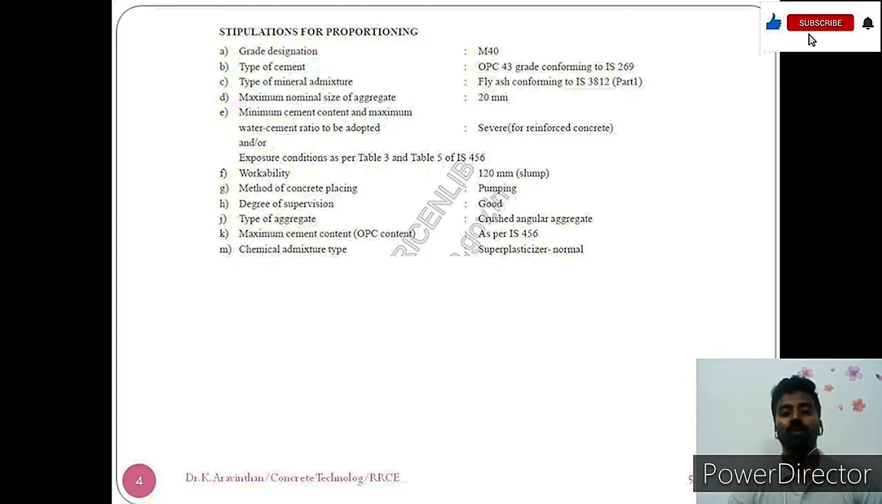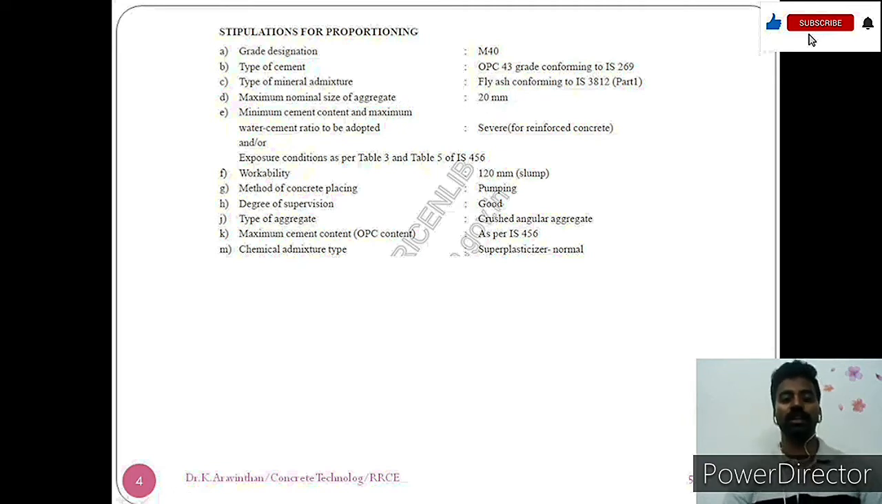Regarding fly ash, there are 4 different classes of fly ash. You have to class the fly ash in order to get a proper cement content and cementitious material for the mix proportioning. Also, we are going for 43 grade ordinary Portland cement and the maximum nominal size of aggregate is 20 mm.